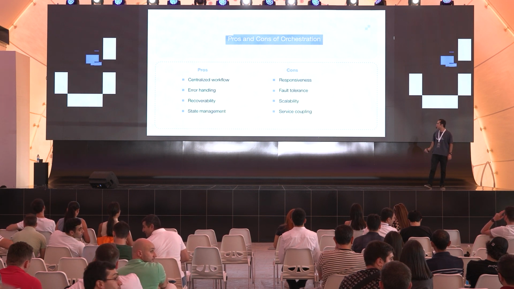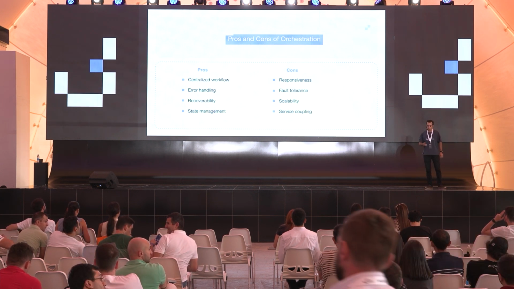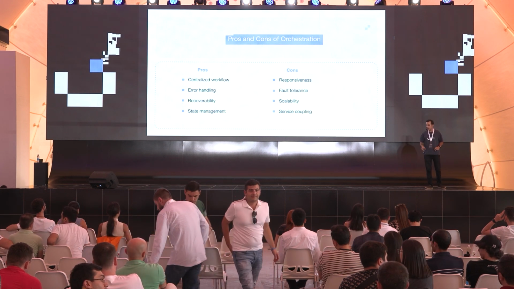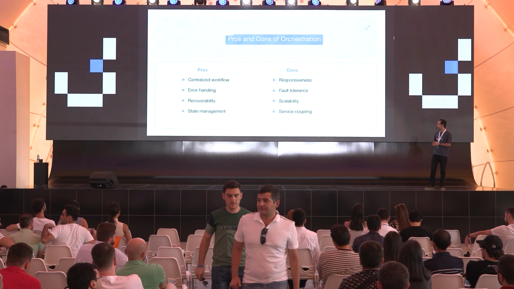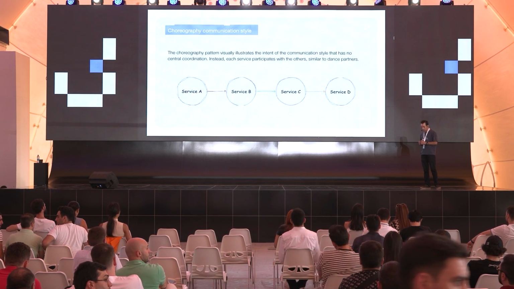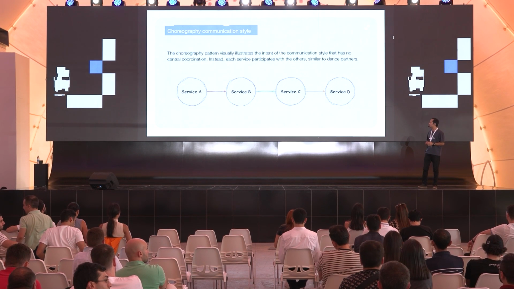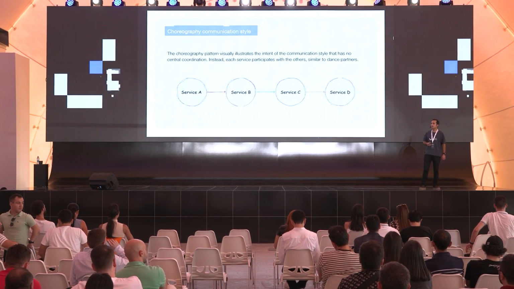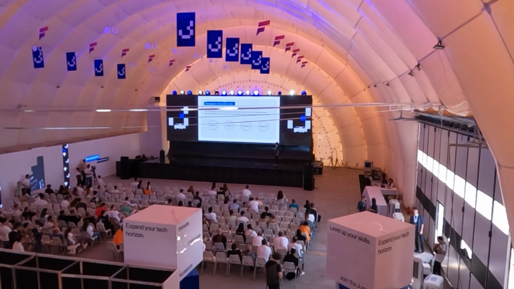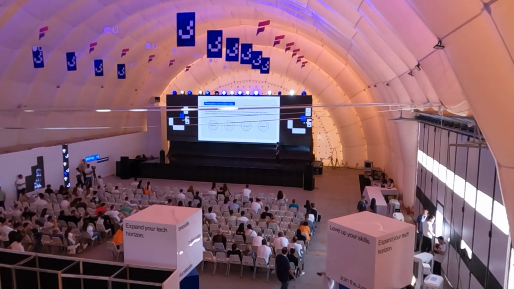But there are also some drawbacks, as we can see here. For example, responsiveness, fault tolerance, scalability, and services are coupled together because they are structured around the orchestrator. The next one is choreography communication style. The choreography pattern visually illustrates the intent of the communications where partners communicate with each other like it is done in dance partners. So here we can see in the picture that service A sends message to service B, sends message to service C, and service C sends message to service D.